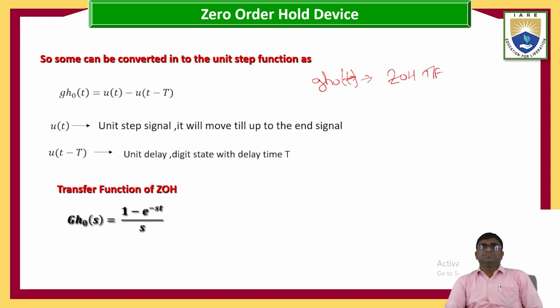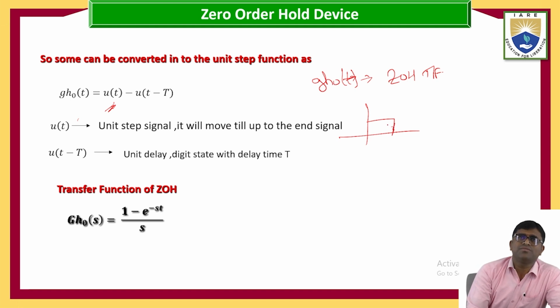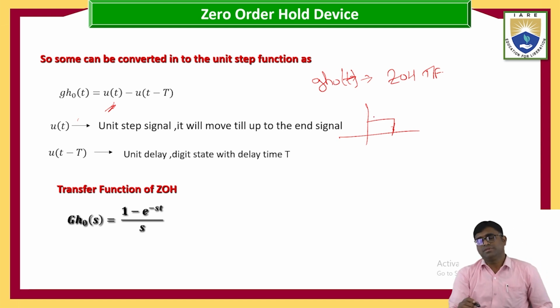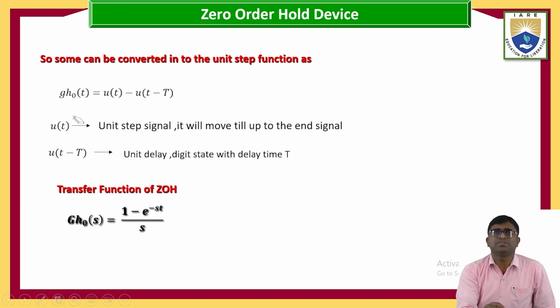So u of t here is a unit step signal, and it moves up to the end of the signal, where u of t minus T comes in. So that is how it looks. It is the end of the signal, and there is nothing after this. So here g of h of s equals the transfer function.